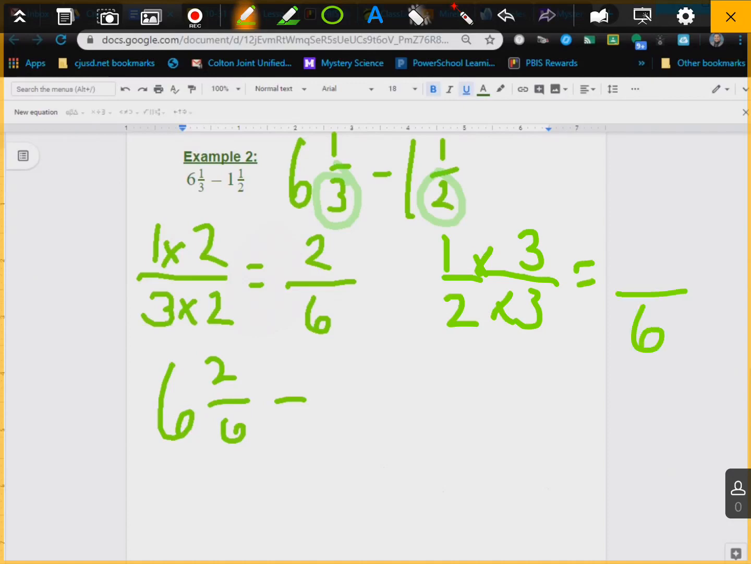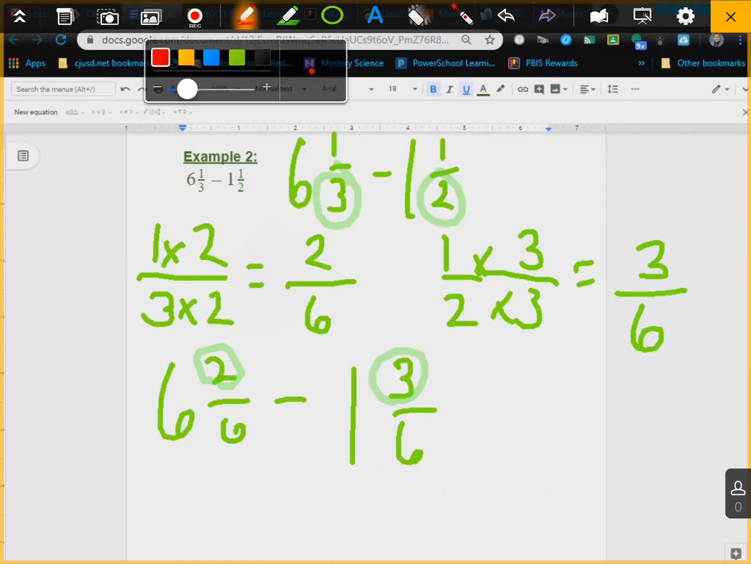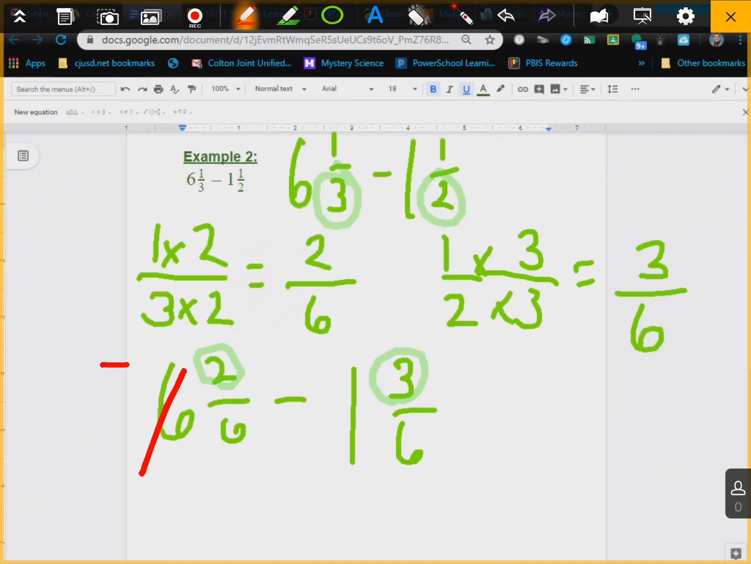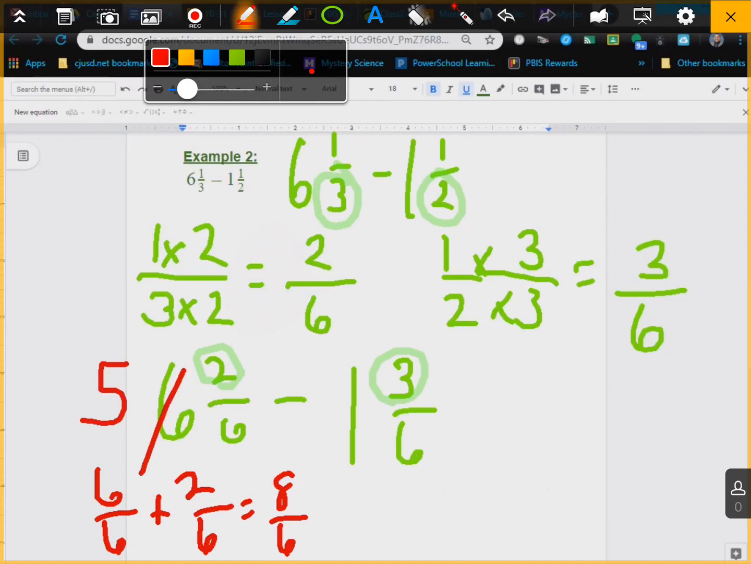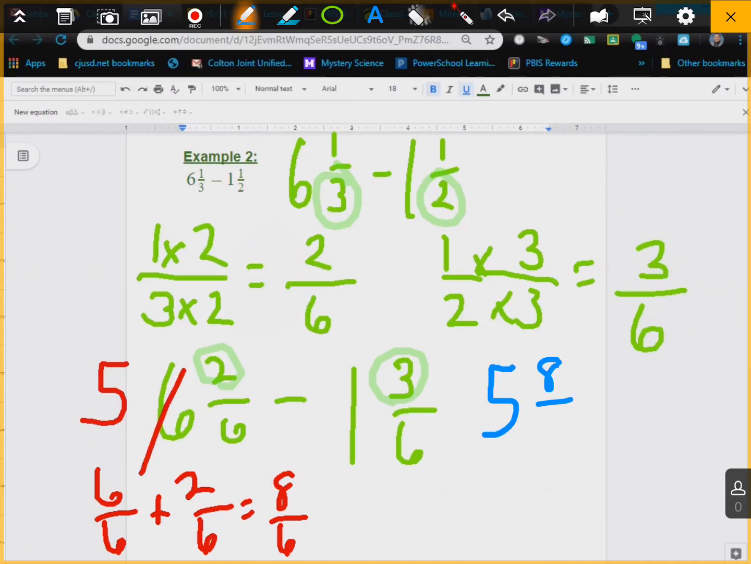2 times 3 is 6. 1 times 3 is 3. So that's going to be 1 and 3 over 6. Now, is my numerator smaller than my denominator? Yes, it is. So I need to take 1 out. That changes to a 5. And I'm going to add 6 over 6 plus 2 over 6, which makes it 8 over 6. So now, I'm going to write this in a new color. Now I have 5 and 8 over 6 minus 1 and 3 over 6.